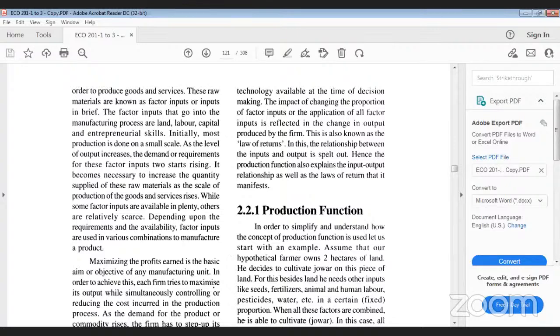farmer owns 2 hectares of land. He decides to cultivate jowar on this piece of land. For this, besides land, he needs other inputs like seeds, fertilizers, animal and human labor, pesticides, water, etc., in a certain fixed proportion, and when all these factors are a component.